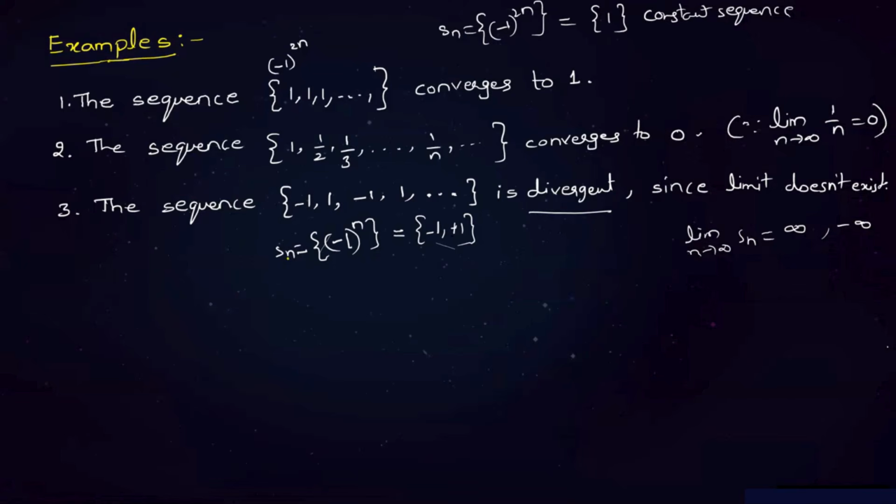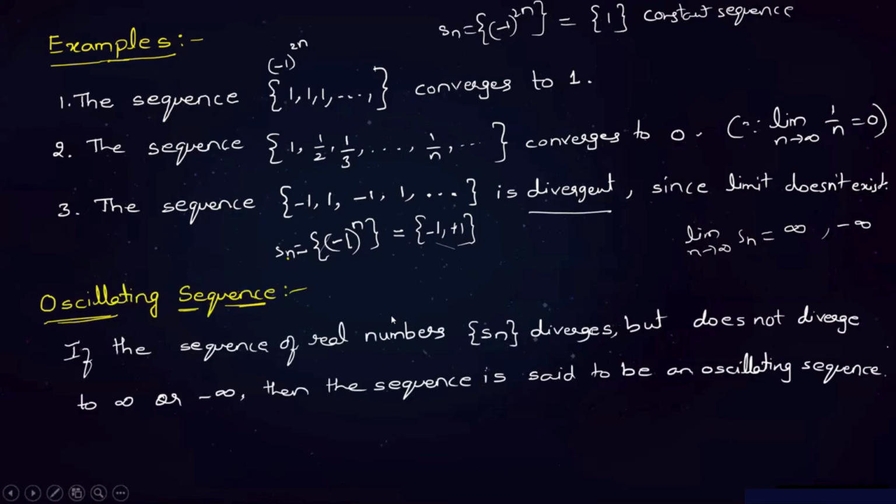But see here, in these cases, when you get 2 or 3 values like this, when n approaches infinity, the function values, the sequence of numbers, are going to two different numbers. In that case, we call those sequences oscillating sequences. Understand this definition? If the sequence of real numbers Sn diverges, yes, it is diverging, but it is not diverging to either plus infinity or minus infinity. In that case, we call that sequence an oscillatory sequence or oscillating sequence, right?